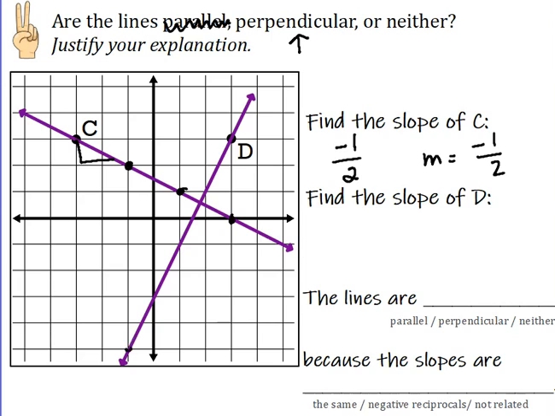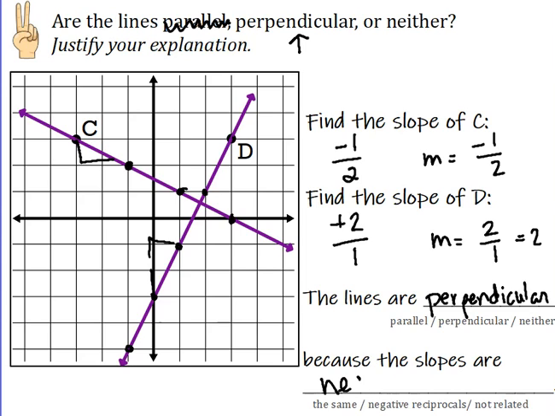Point to point to point to point to point on line D looks like it's going up 2 over 1. So it has a slope of 2 over 1, which is just 2. Yep, numerator, denominator, numerator, denominator, positive, negative. The lines are definitely perpendicular because the slopes are, yep, you guessed it, negative reciprocals.